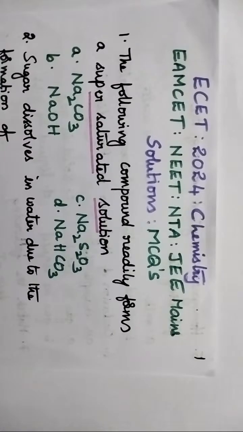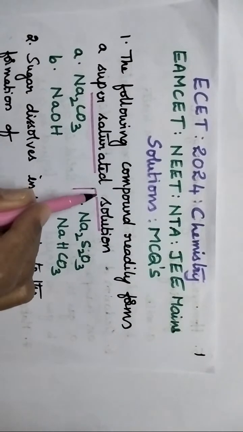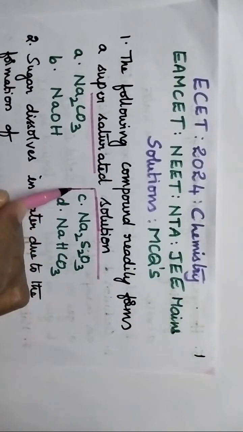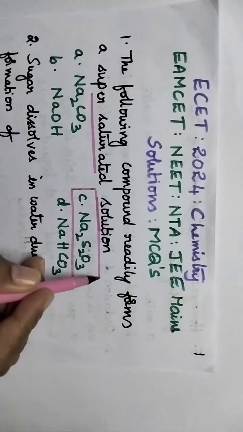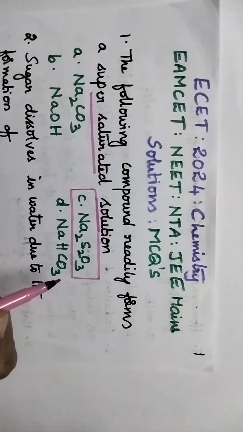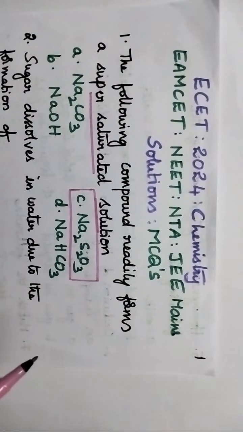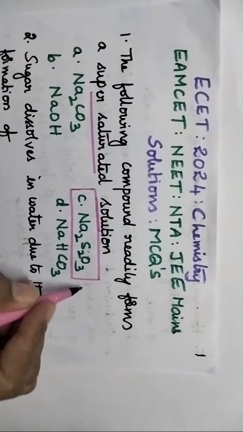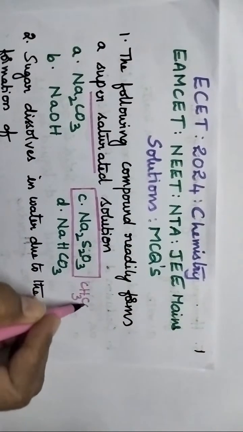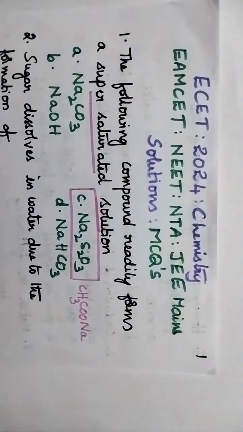Very good, Lalita, Hack. They gave the right answer. Hypo will form a supersaturated solution and its formula is Na2S2O3, and the other compound which forms a supersaturated solution is sodium acetate, CH3COONa. These two form supersaturated solutions more readily. Clear?